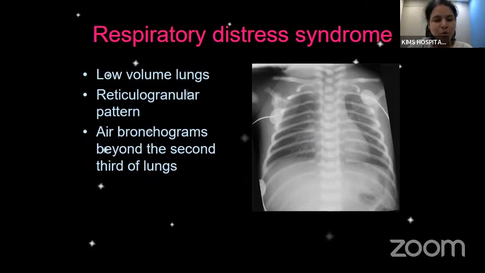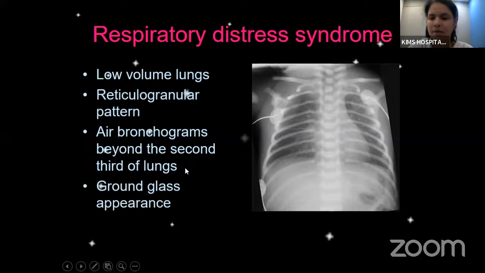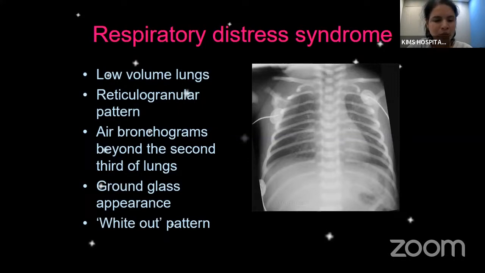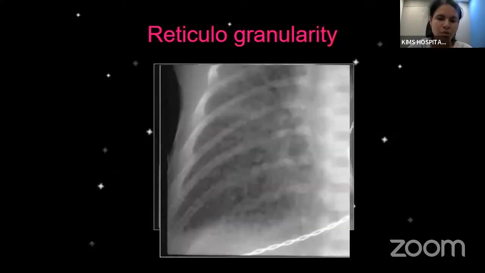The presence of air bronchograms beyond the second portion, that is, if you divide the pulmonary parenchyma from medial to lateral aspect into 1/3, 2/3, and last third, the presence of air bronchograms beyond the second third or extending into the lateral 1/3 of the lung is also indicative of RDS. And of course, in the last stage, RDS may present with a ground glass uniform whiteout kind of pattern.